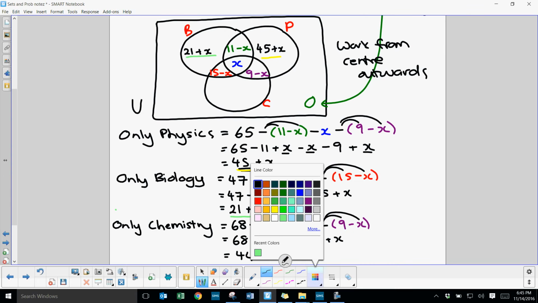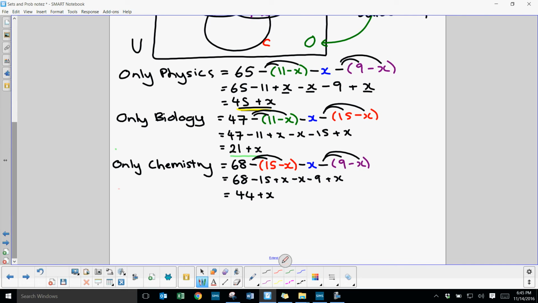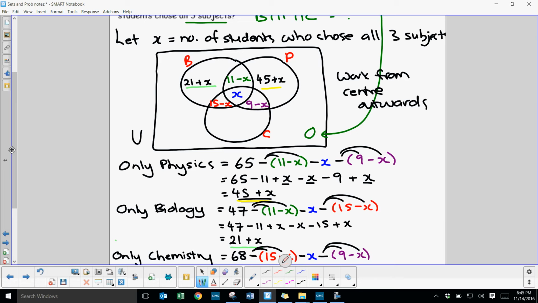Maybe let's underline this in a nice colour. 44 plus x is the expression that goes in here. This is chemistry only. 44 plus x.